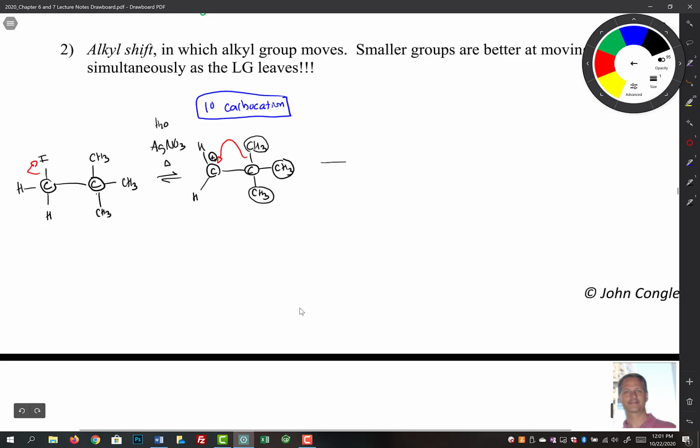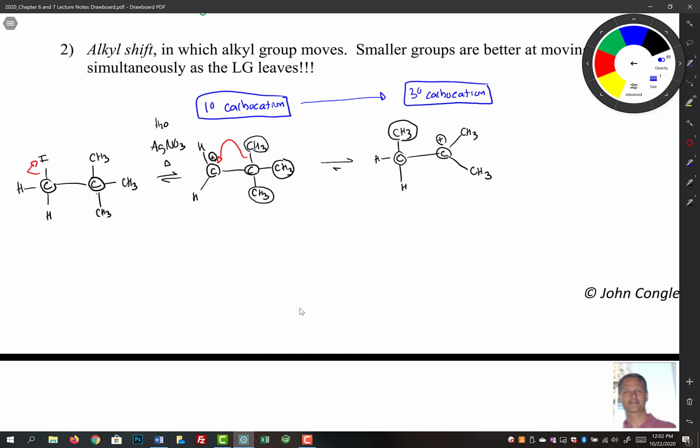So that will give us here our H, now with a CH3 and an H there. So that's the CH3 that jumped over. And then this carbon is going to have 2 CH3s, and that'll give you a plus charge right there. Now that's a tertiary. So you're going from a primary again over here to a tertiary carbocation. So a favorable shift as far as this is concerned.